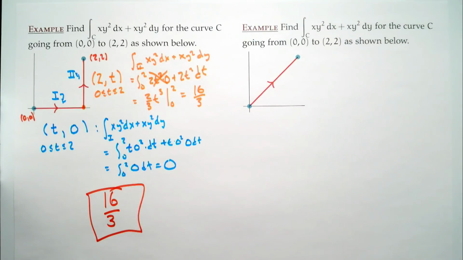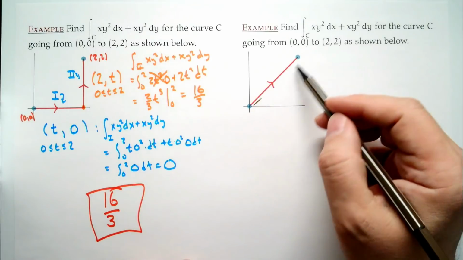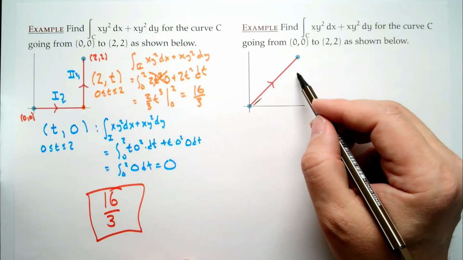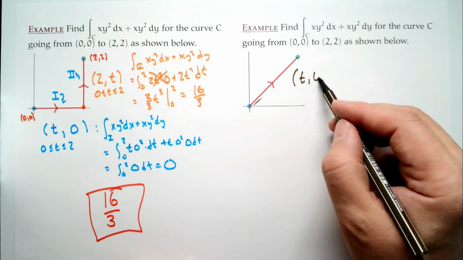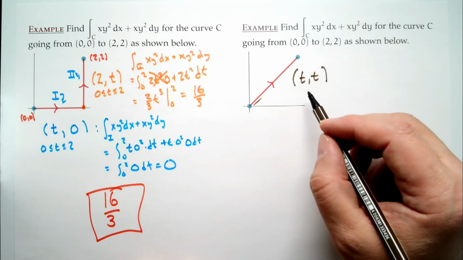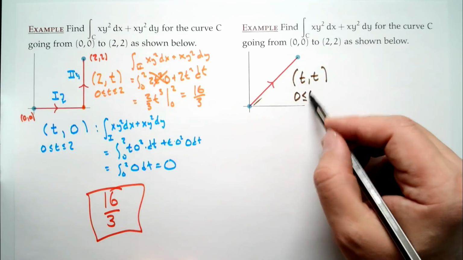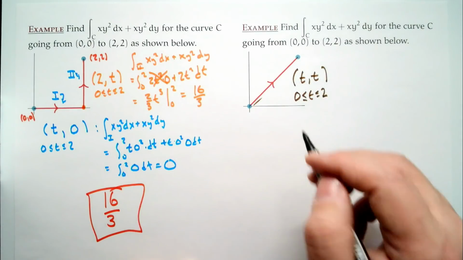Now, that's if we went and made a turn. Suppose we didn't make a turn. Suppose we said, I don't want that particular curve C. I want to go directly from point A to point B. Do not pass go. Do not collect $200. What do we do? Well, what do we need? We need to find a parameterization for this curve. So, is there a nice parameterization? T comma T. And where does T go from? 0 to 2.